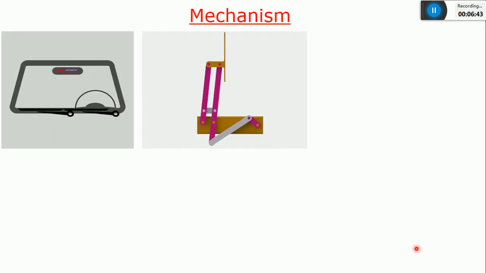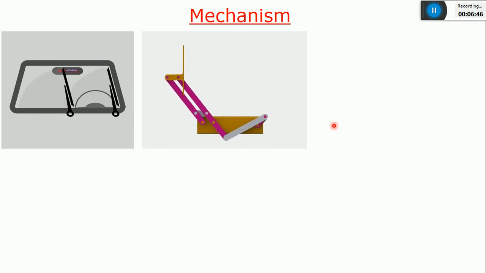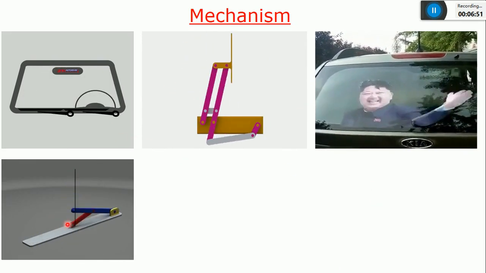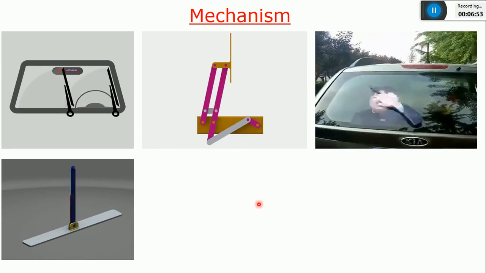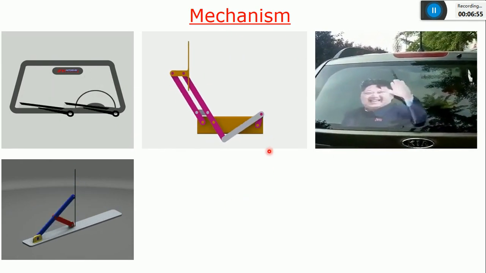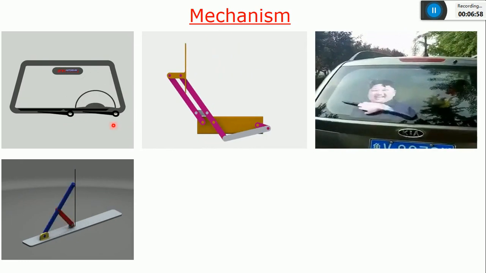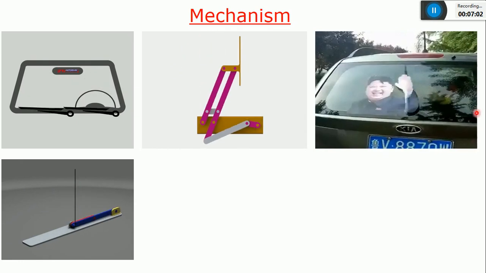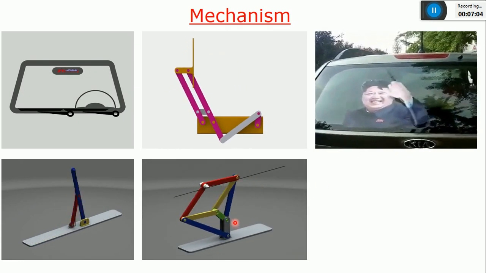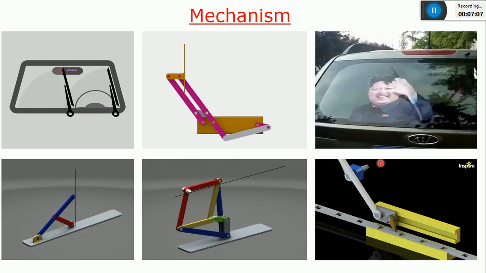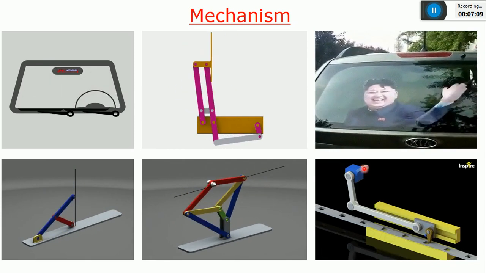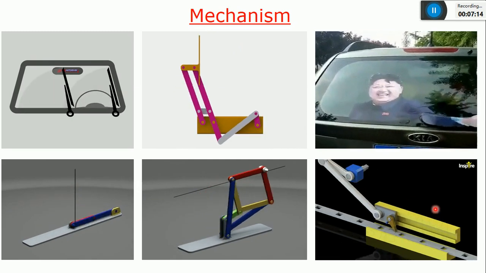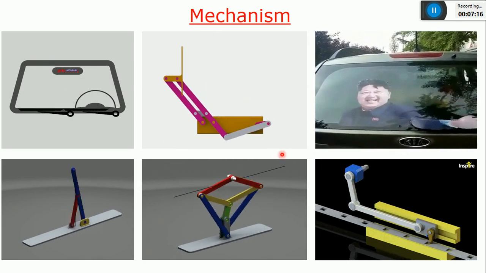So these were the mechanisms we have discussed in the previous class. You can see at least one link has to be fixed to the frame, then only I can transfer the motion from the input link to the output link. You can see this wiper of a car, which is fixed to the front glass of a car. Here it is also fixed. You can see this is also fixed. It's a fixed link. So this was a ratchet and pawl mechanism. All are mechanisms, if any one link is fixed.